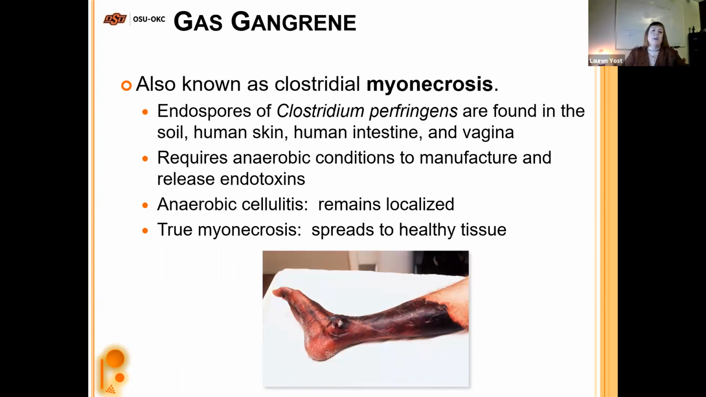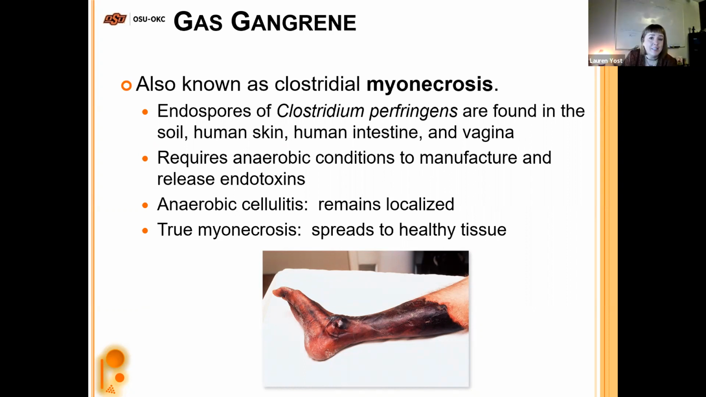Moving on to gas gangrene. Gas gangrene is also known as clostridial myonecrosis. Why do you think it's called clostridial myonecrosis? Myonecrosis is death of muscle tissue, right? So myo is muscle, necrosis is death, dying. Clostridial because it's caused by a Clostridium organism. What is important about Clostridium organisms? Endospores, right? What else has endospores? Bacillus species, right? I'm going to keep doing this.